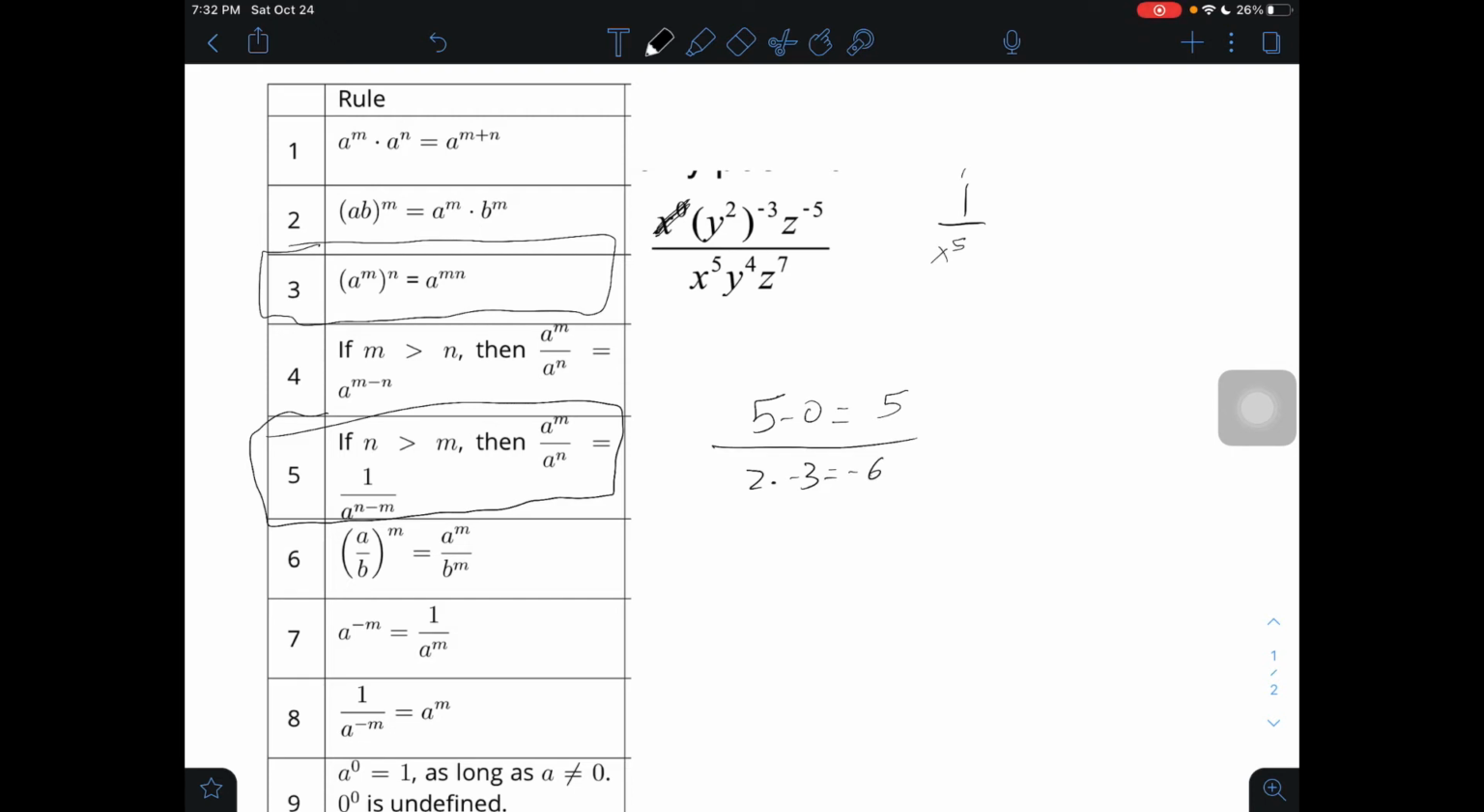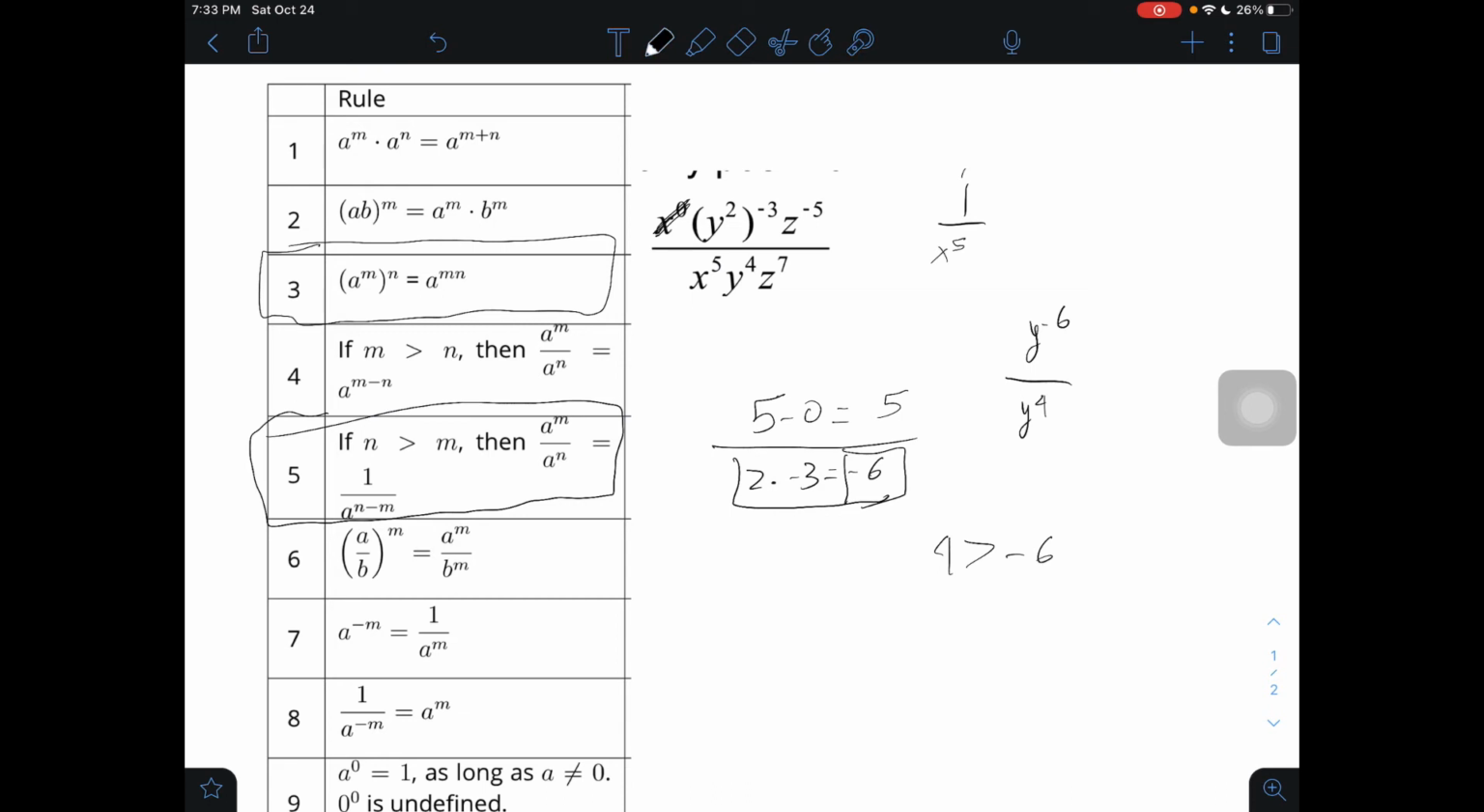So now we have negative 6 in our numerator, so we have y to the power of negative 6, and that's over y to the 4th. We're just ignoring all the x's and z's right now, just focusing on y. Here, we know that 4 is greater than negative 6, right? So in this scenario, we're still going to follow rule number 5.